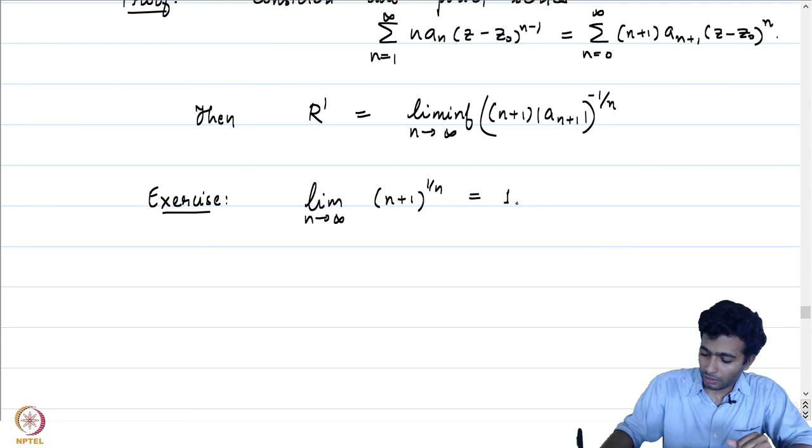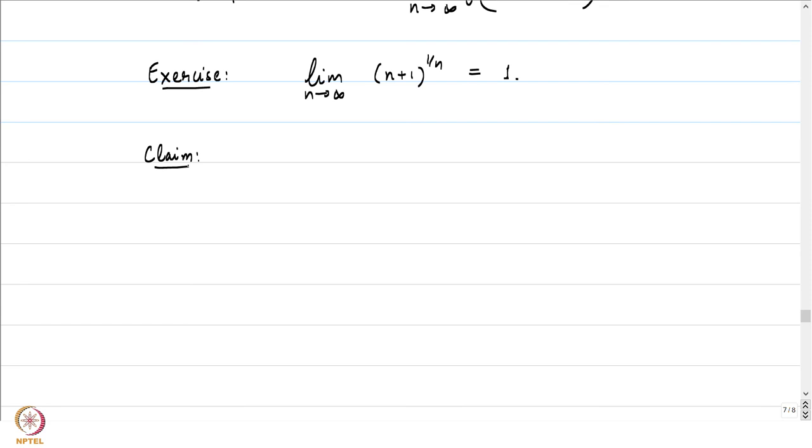The claim which we will be proving is this: let R0 be equal to lim inf as n goes to infinity of mod a_(n plus 1) to the power minus 1 by n. Suppose this number is equal to R0, then R0 is equal to R. It is the same as the radius of convergence of the power series we started off with. Let us give a proof of this.